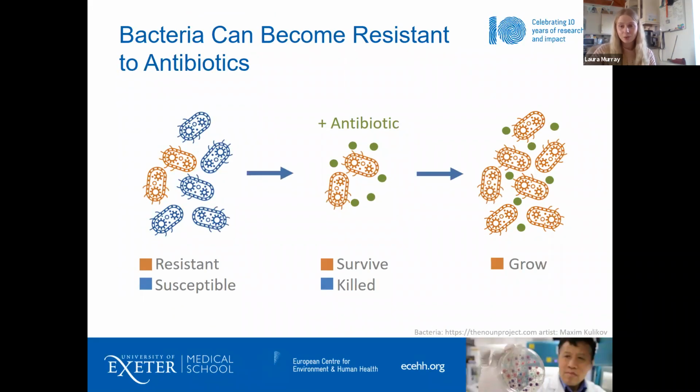Bacteria can become resistant to antibiotics, and these are the chemicals designed to kill them. This occurs under selective pressure, where bacteria are put under stress from exposure to an antibiotic. The susceptible bacteria are killed off, but those with resistance survive and continue to grow. The antibiotic is therefore ineffective.